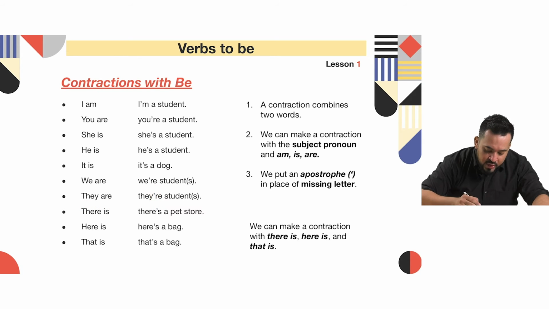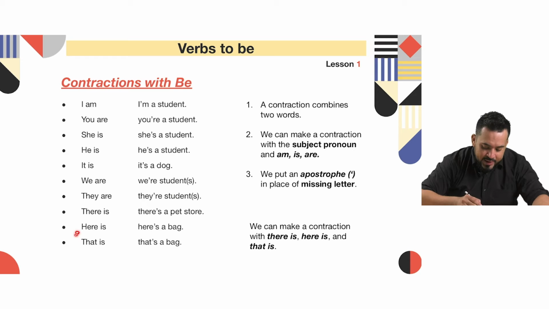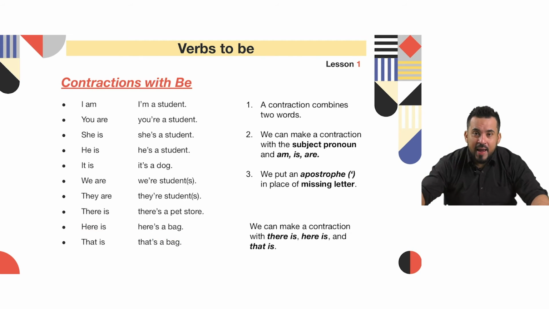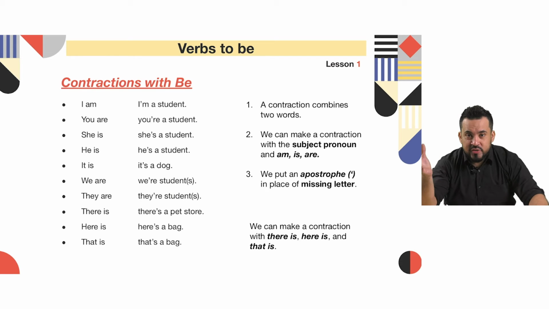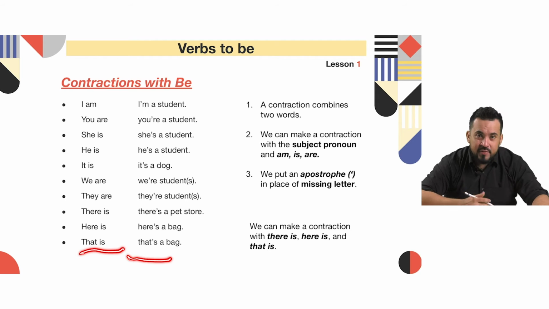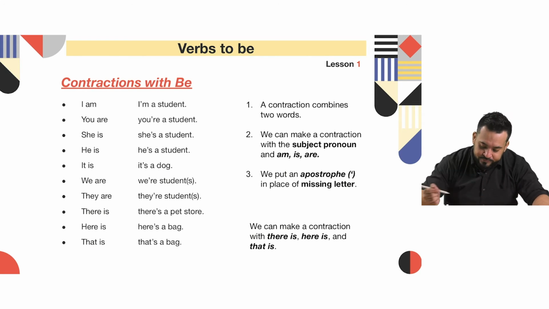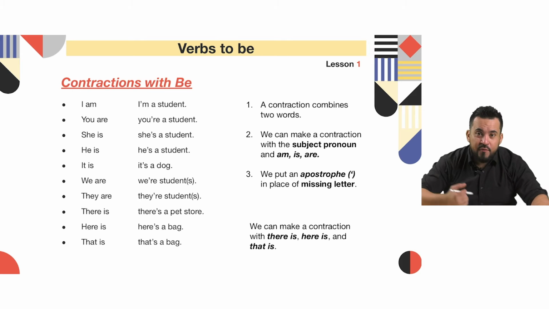Apostrophe right here. There's a pet store. Here's a bag. Focus on the pronunciation, okay? That is, that's a bag. All right. So we put the apostrophe here to show that we have removed the letter.